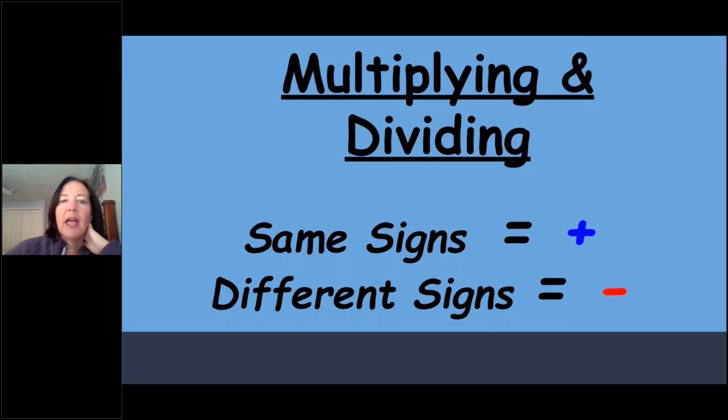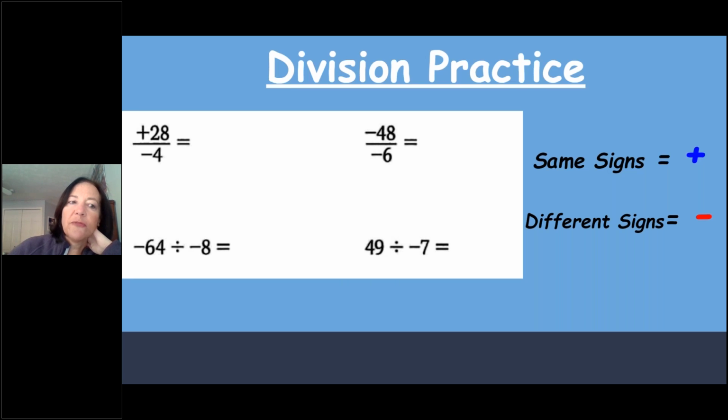Now we have the exact same algorithm for dividing. We're going to practice some division. If the signs are the same, it's going to be a positive answer. If the signs are different, it's going to be a negative answer. So the first problem, positive 28 divided by negative 4. Is that going to be a positive or a negative answer?